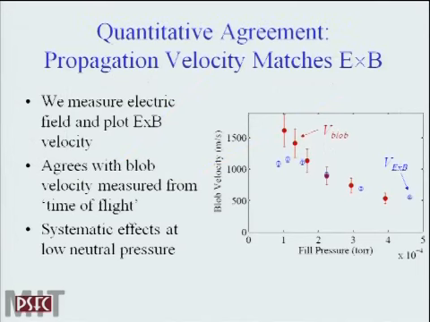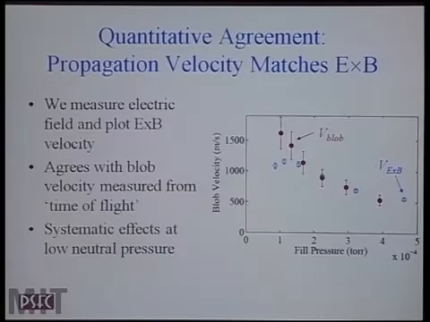We then made a scan in the neutral pressure, and we find that the speed goes like 1 divided by the pressure. And also when we measure the electric field, the blob speed seen directly from the Langmuir probes and the E cross B drift, eventually we got those to match as well.